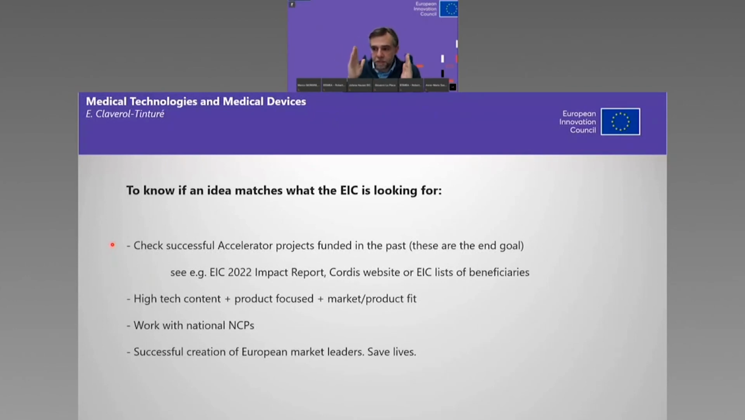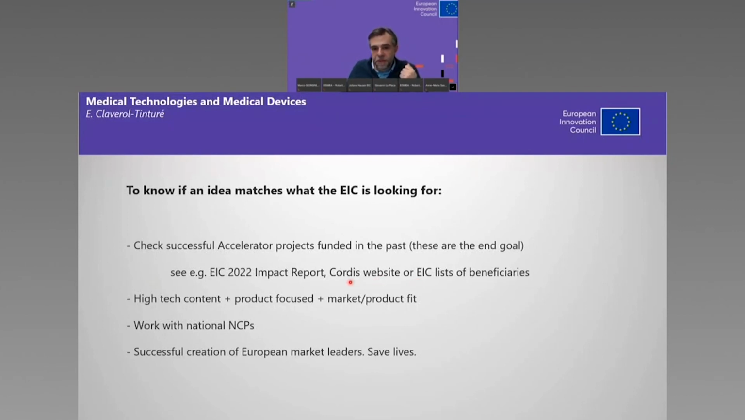When you think, okay, is my project ready for transition? Will this make a good accelerator project in the future? One suggestion, very, very pragmatic, I wanted to make is that you look at the previous EIC beneficiaries. You can look at previous projects in various ways.